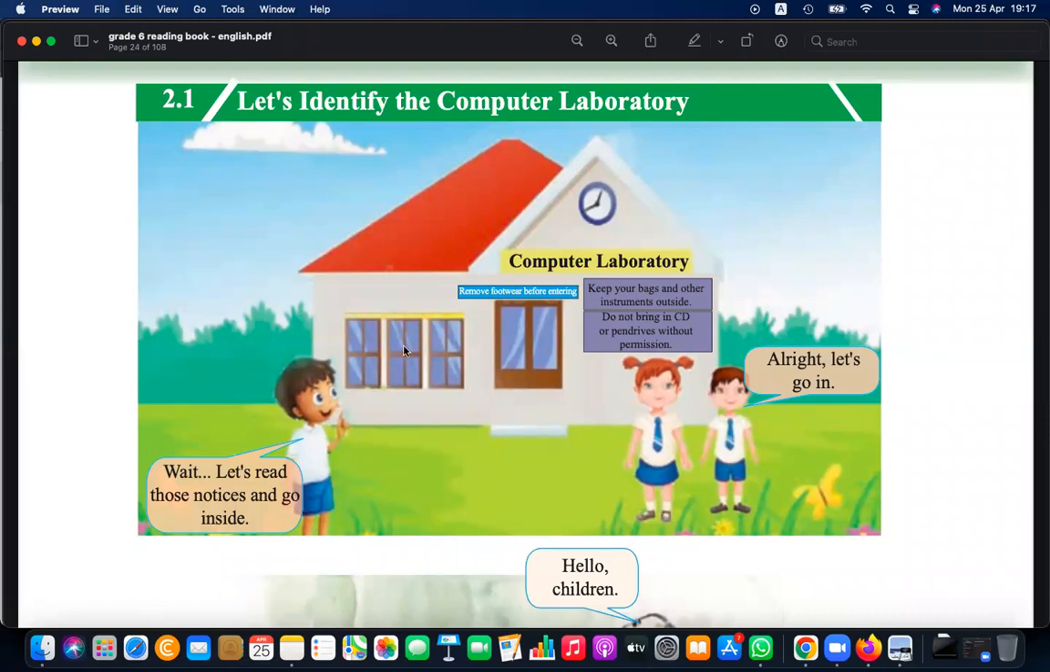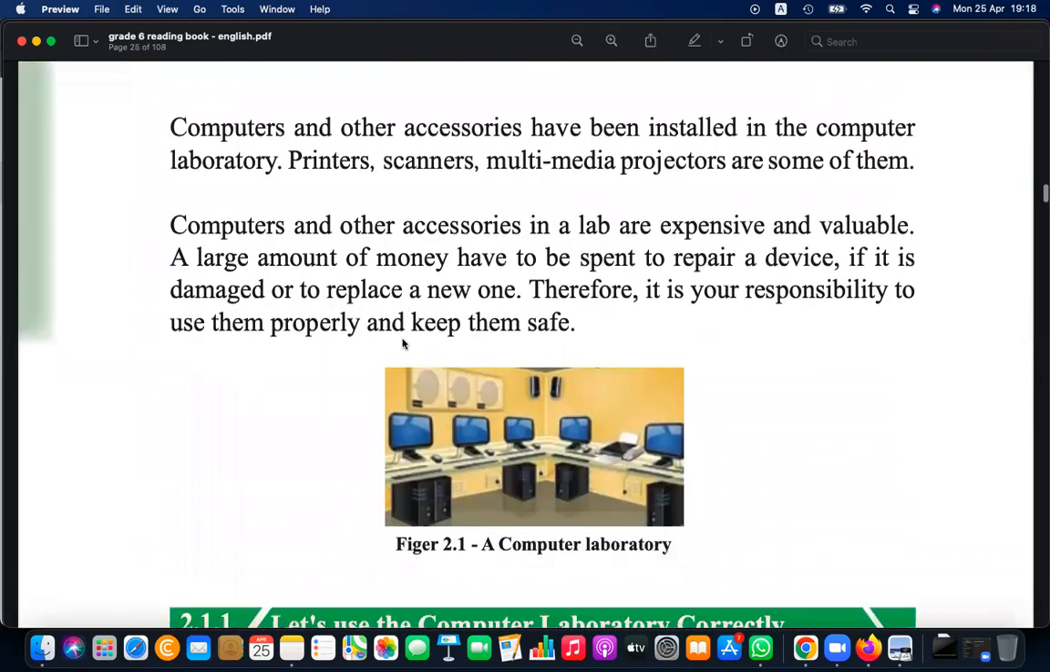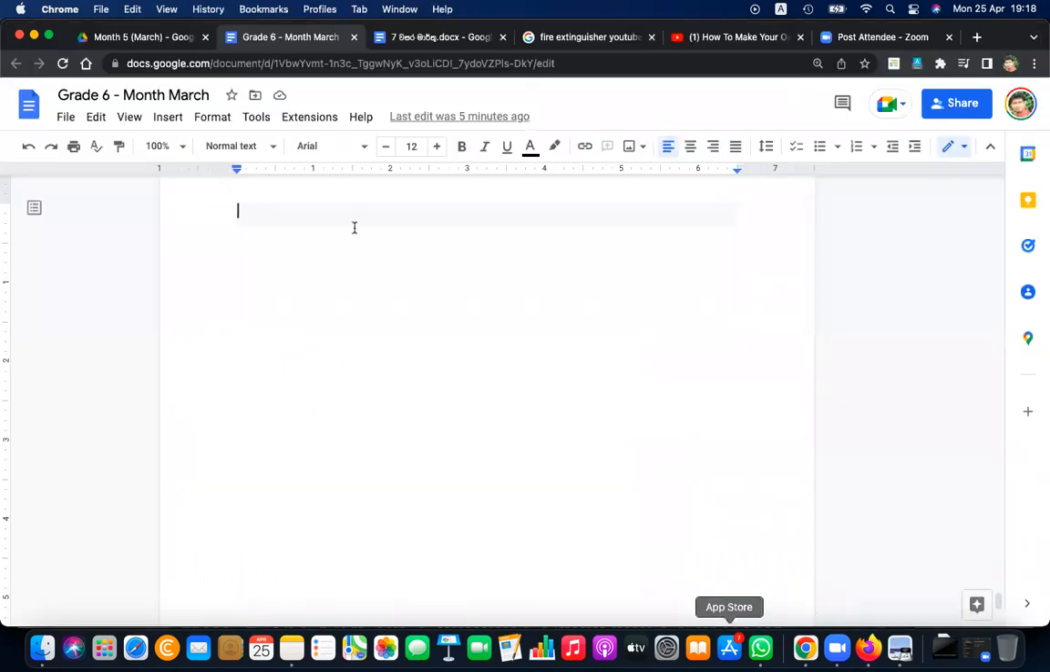Okay, so let's learn about them and let's write a small note about these things. Please write a small note. You don't have this in your tute, so you can write it down in your book. What are the things inside your computer lab?